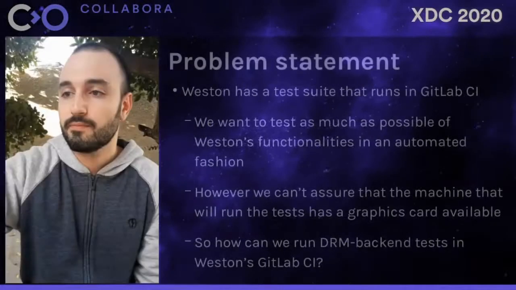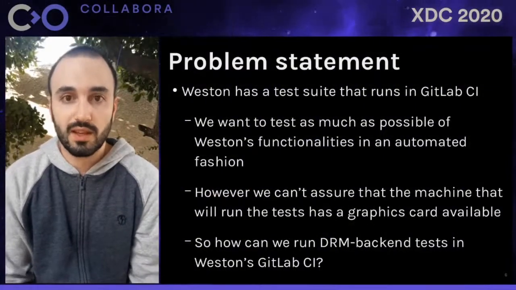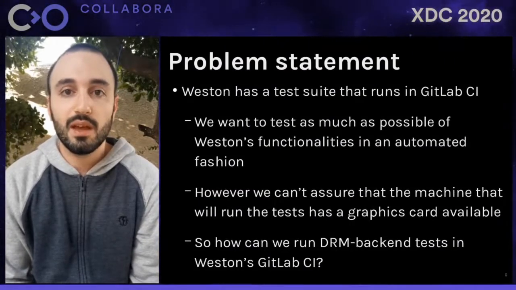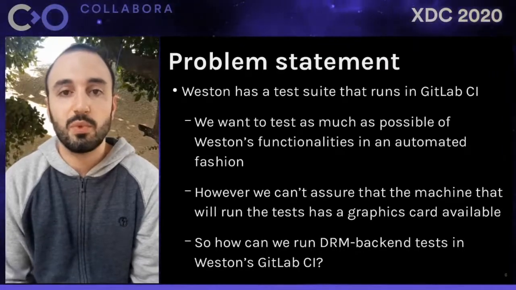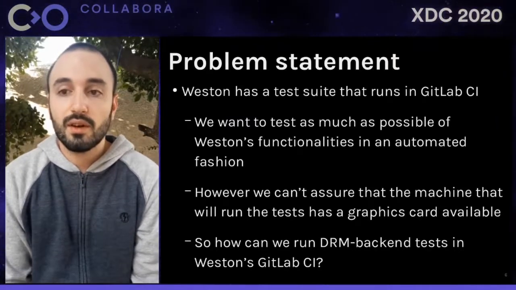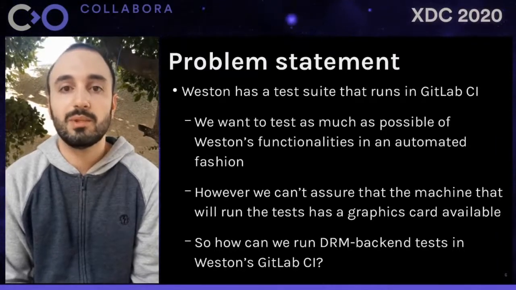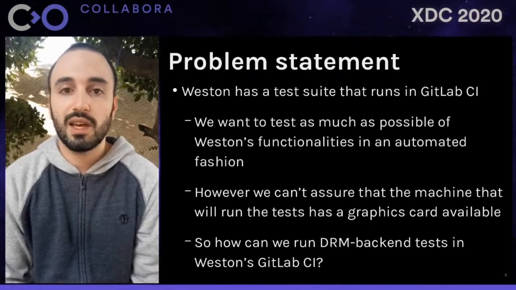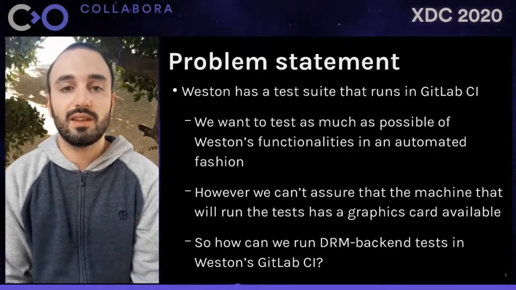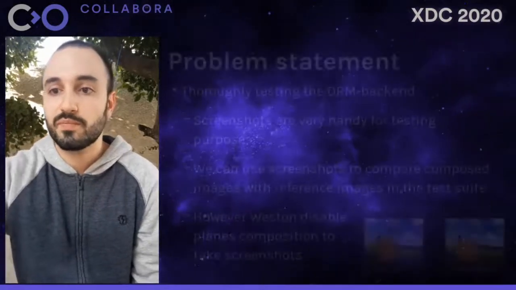Now let's state the problem that we had. In Weston, we have a test suite that runs automatically in GitLab CI, and we want to use it as much as possible in order to help avoid regressions. And another point here is that the machines in GitLab CI probably do not have a display nor a graphics card connected. So how can we run DRM-backend tests using this setup? This is one of the problems.